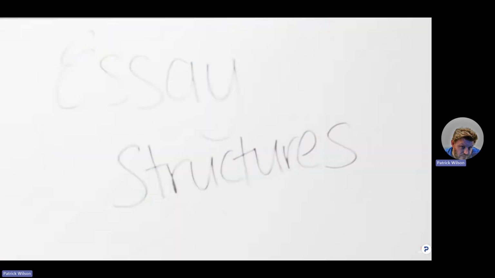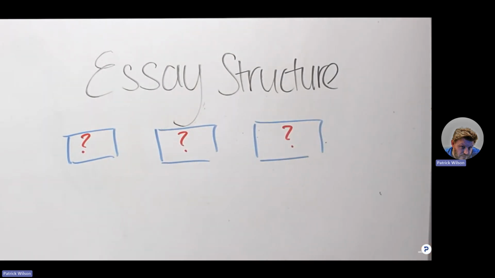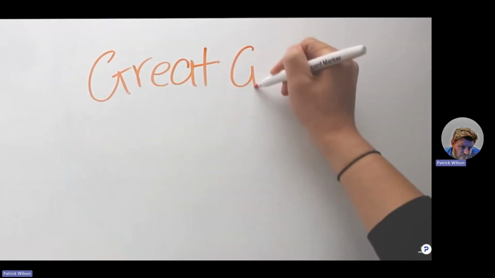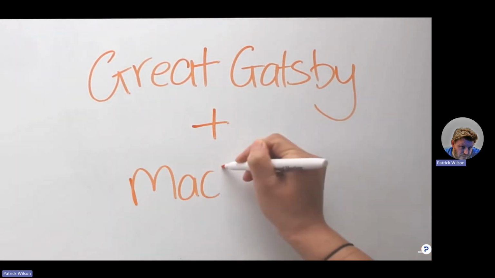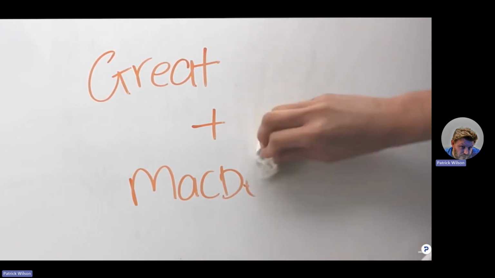Generally, there are three main types of essay structures in regards to compare and contrast essays. What exactly are they? Let's find out now. I'm going to be using the books Great Gatsby and Macbeth as a comparison. If you're not studying these books, it's completely okay. You should still be able to understand exactly the procedures I'm going to outline ahead.